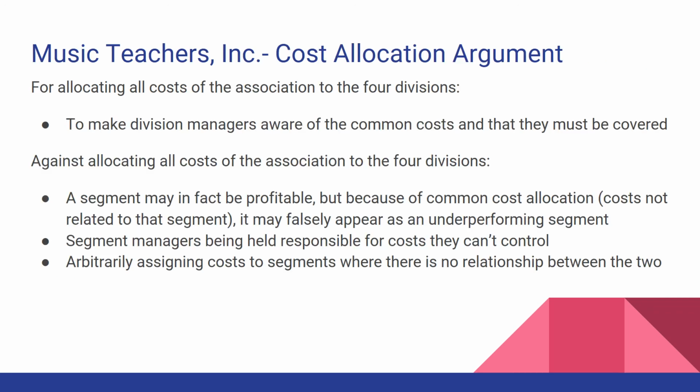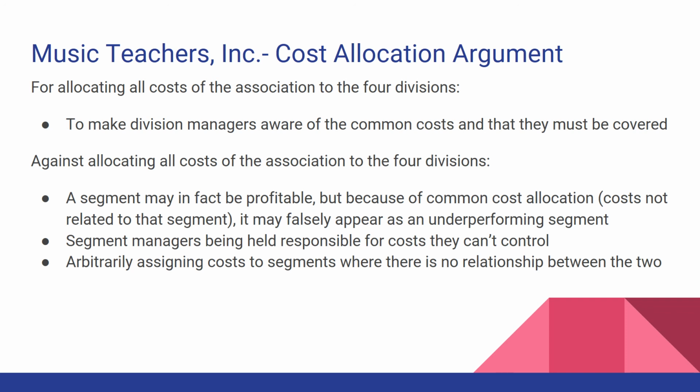Now it also asks us to give arguments for and against allocating all costs of the association to the four divisions. So for allocating all costs to the association's four divisions, I really could only think of one thing that would make sense there. I would think that they would do that just to make the division managers aware of the common costs and make them aware that those costs need to be covered.